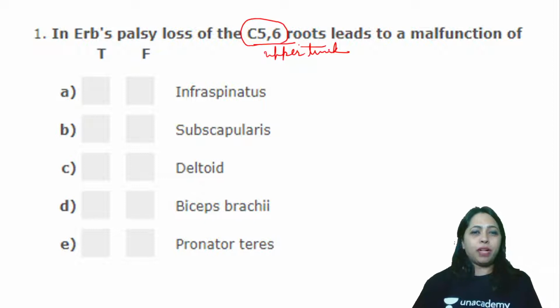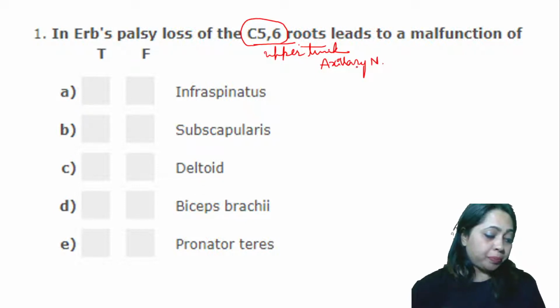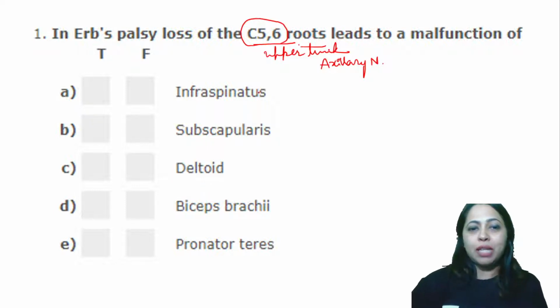So we have C5, C6. It is exclusively the axillary nerve. You just think, axillary nerve supplies which muscle? Is it infraspinatus? Is it subscapularis? Is it deltoid? Is it biceps, pronator? What are these? Let's just look at the nerve supply of all these. These are supplied by nerve to supraspinatus.